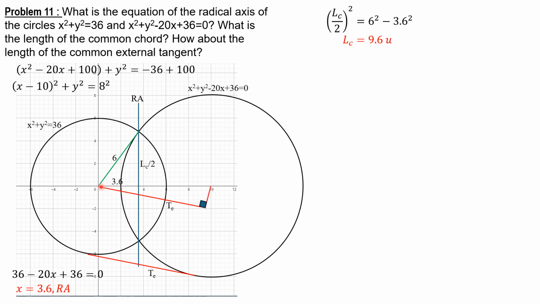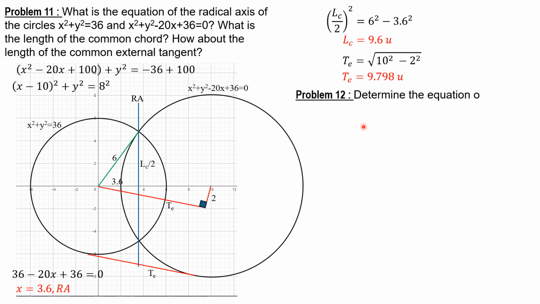This is 10 units, the hypotenuse of this right triangle, and this distance is radius of big circle 8 minus radius of small circle 6. So that is 2 units. So therefore, the length of the common external tangent is the square root of 10 squared minus 2 squared, and that is equal to 9.798 units.